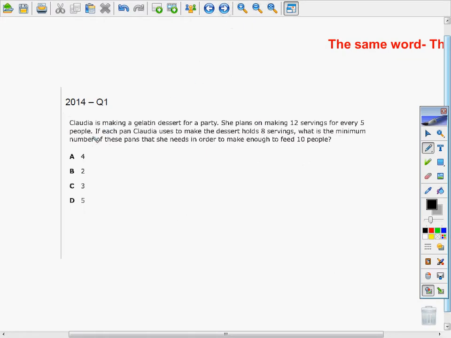Next one, Claudia is making a gelatin dessert for a party. She plans on making 12 servings for every 5 people. Remember the formula I said before, the same word, the same line, and the first two pairs of numbers need to stand as a ratio. So 12 servings for 5 people.